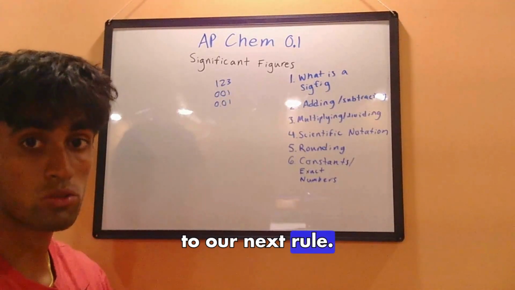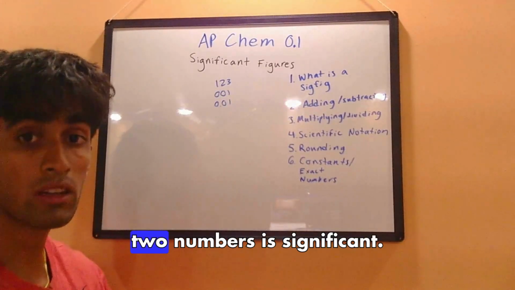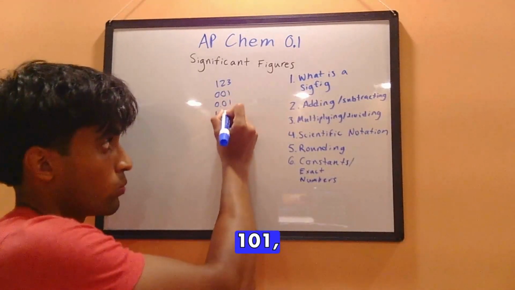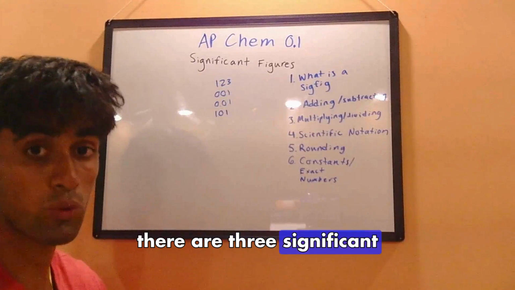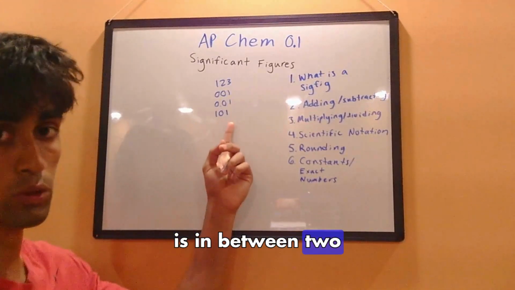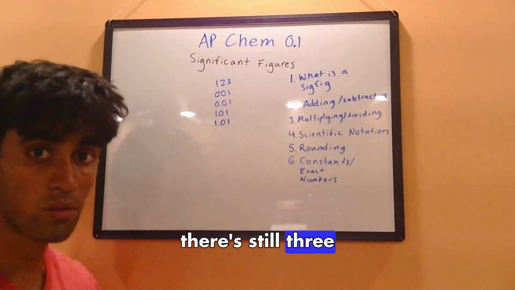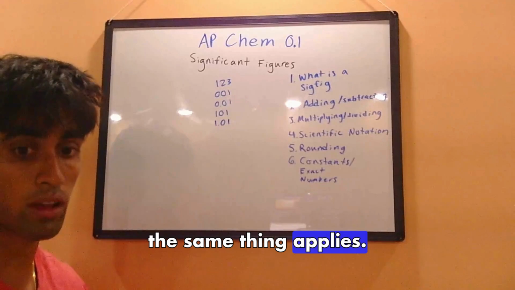Now we get to our next rule. Any zero in between two numbers is significant. So we have the number 101, for example. That means there are 3 significant figures because the 0 is in between two non-zero numbers. If we have 1.01, there's still 3 significant figures because the same thing applies.